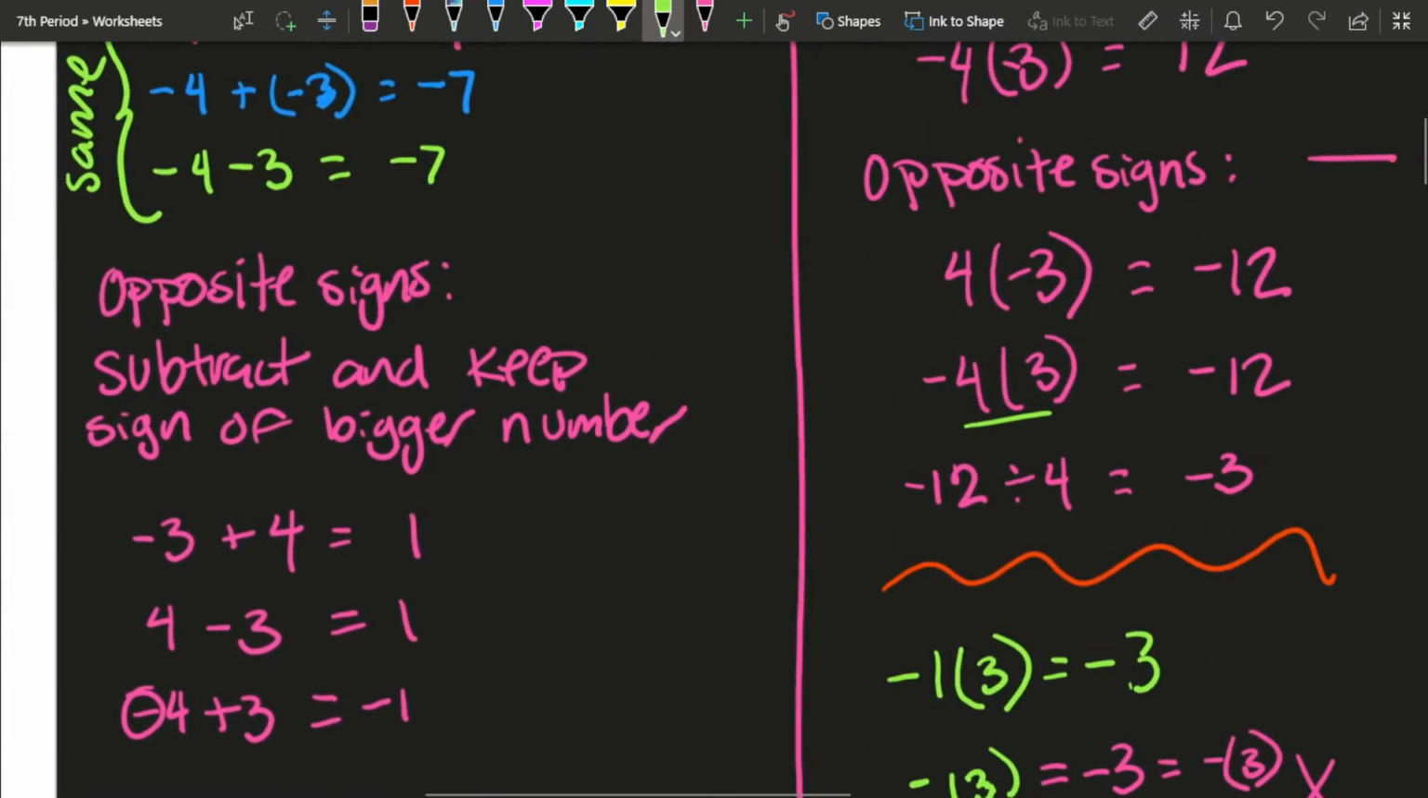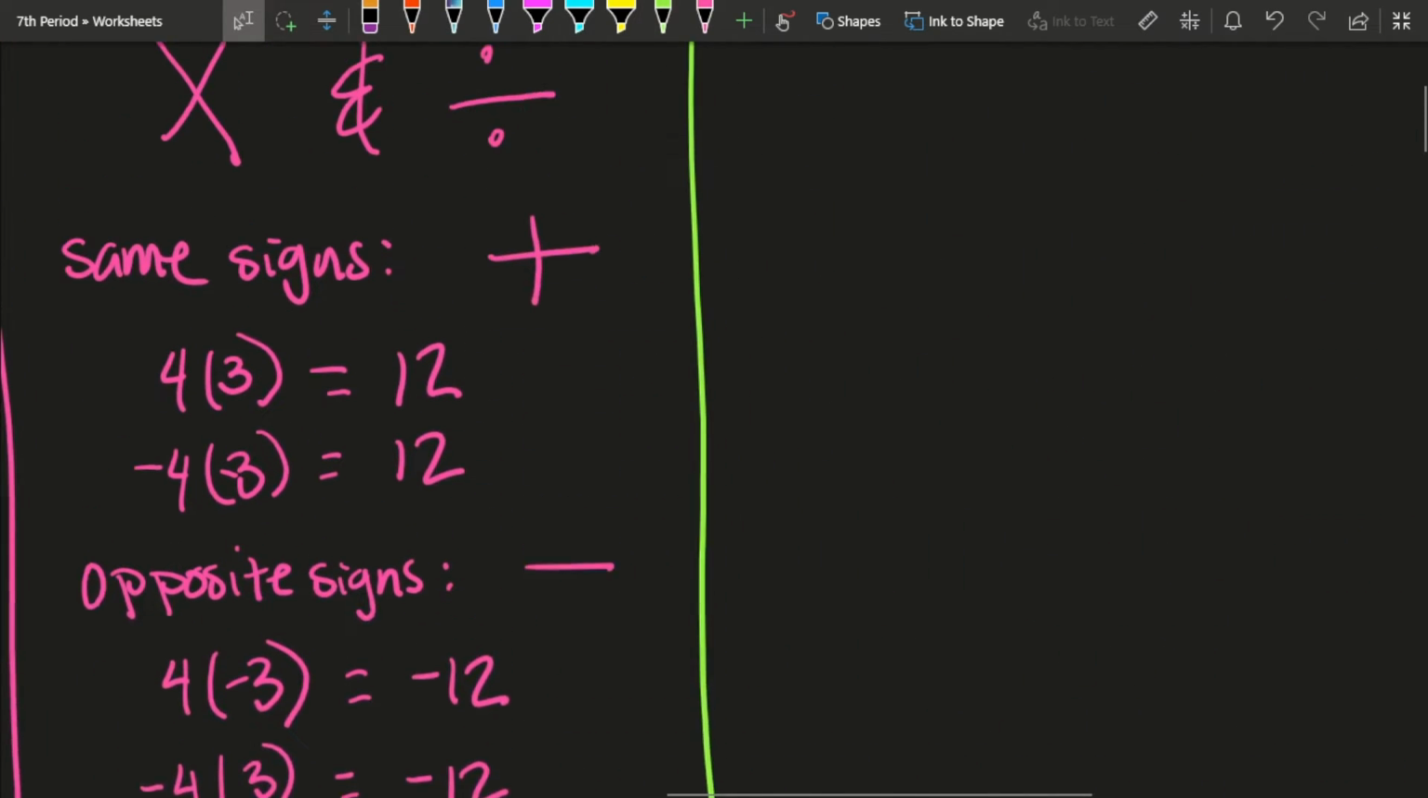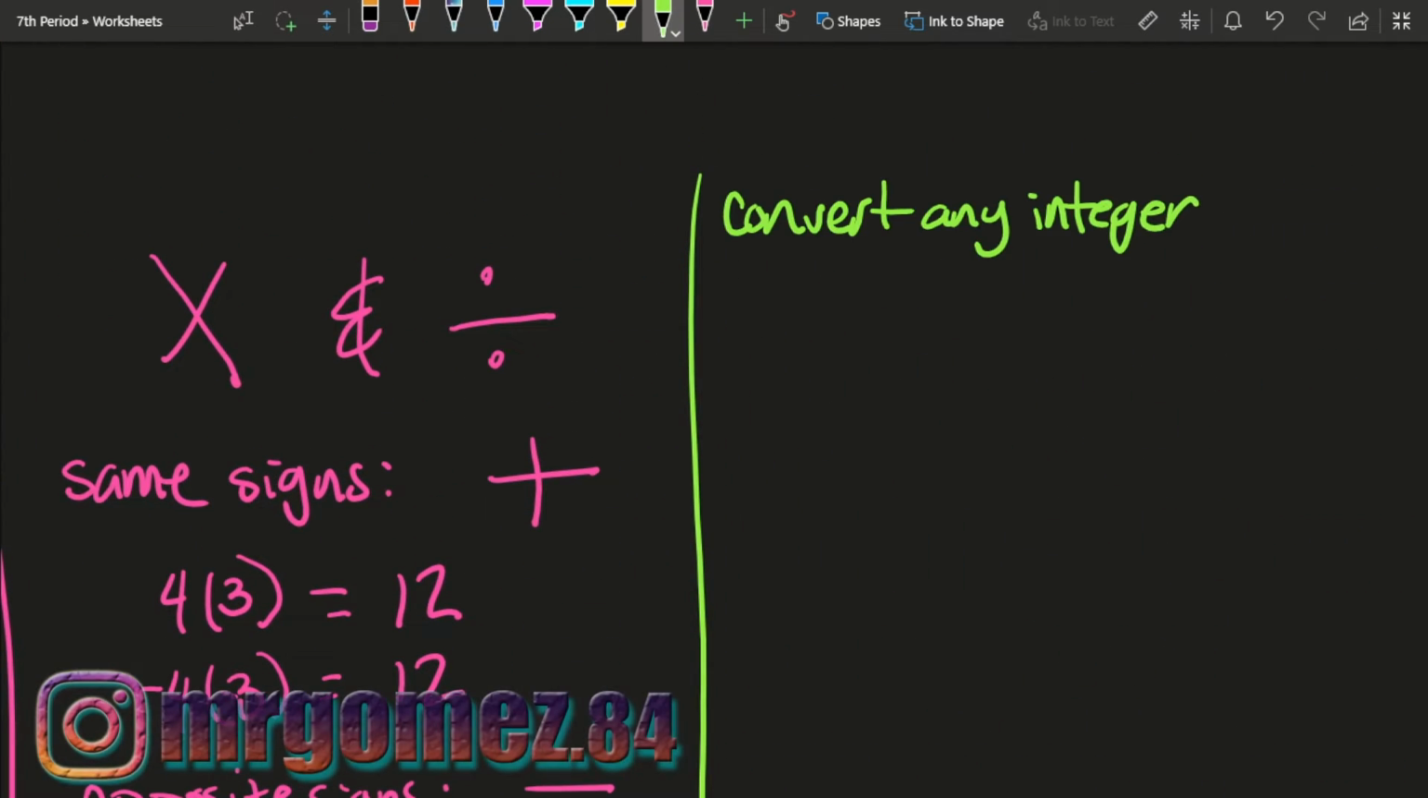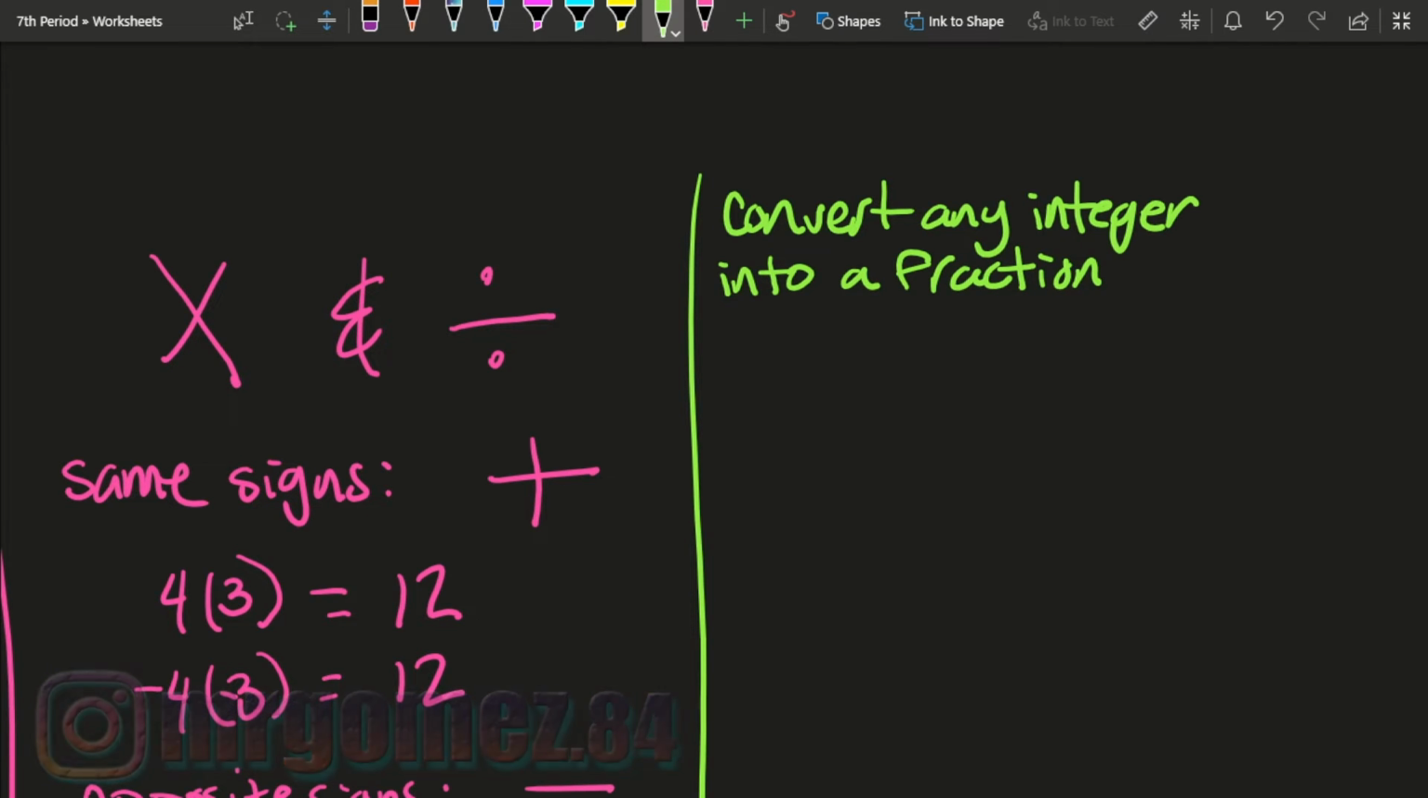So with this said, I want to show you that anytime you have an integer, you can convert it into a fraction. Convert any integer into a fraction. And this can be either a positive or negative integer. It does not matter. And remember, an integer is any number that does not have a decimal, either negative or positive, from negative infinity to positive infinity. It cannot be a decimal or fraction.